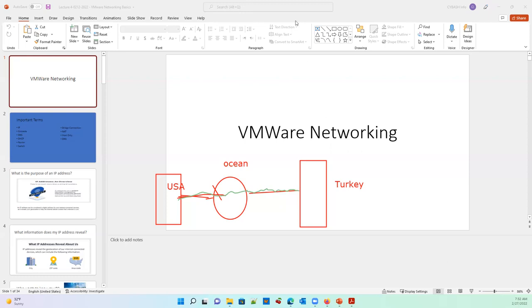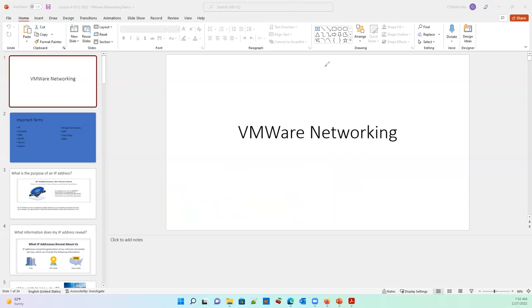So in a very complicated way, you have a computer on this side and you have a computer on this side. In order to connect, there are a lot of hoops to jump through. We call it routing, which is where the router comes in.